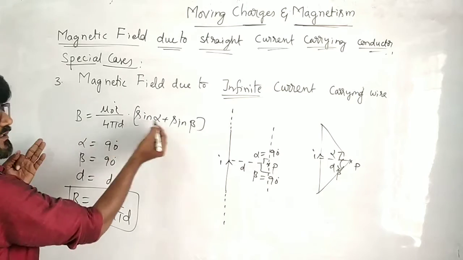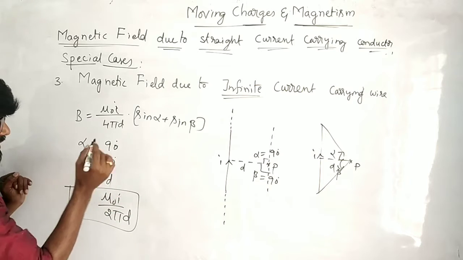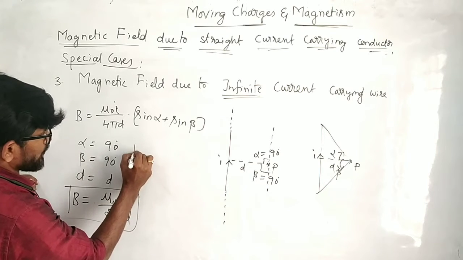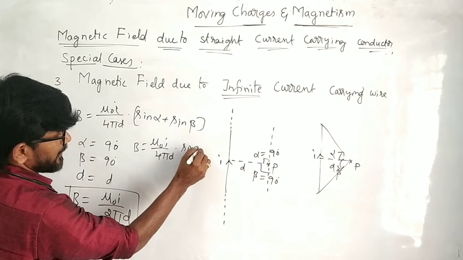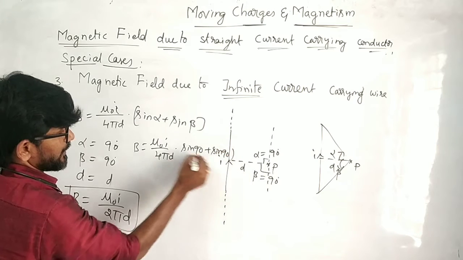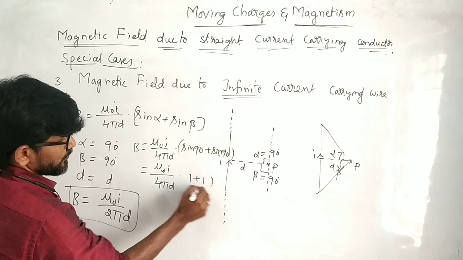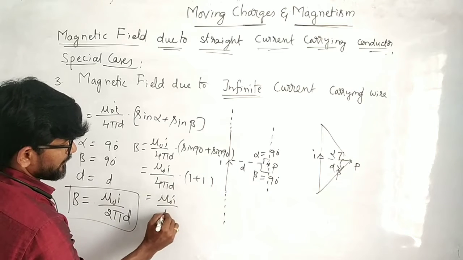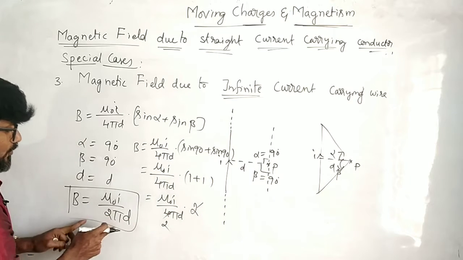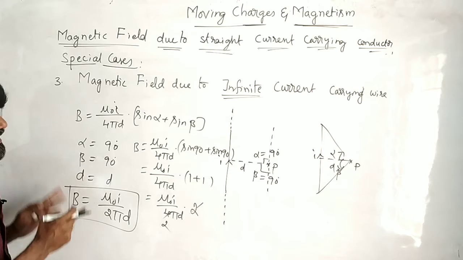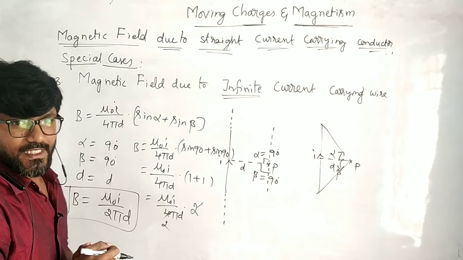Is it clear? Or if you want, you can write step by step also. B is equal to mu naught I by 4 pi d into sin 90 plus sin 90. So it is equal to mu naught I by 4 pi d into 1 plus 1, which is equal to mu naught I by 4 pi d into 2. 2 cancels. So mu naught I by 2 pi d. Is it clear? So this is one of the very important cases, magnetic field due to infinite current carrying conductor.